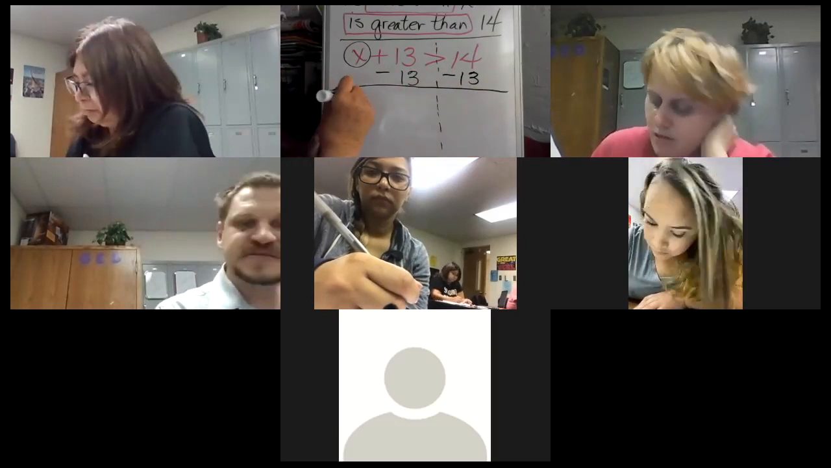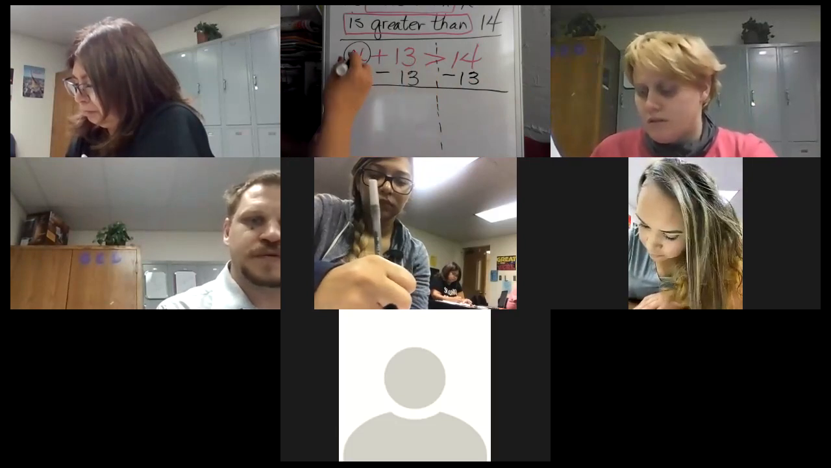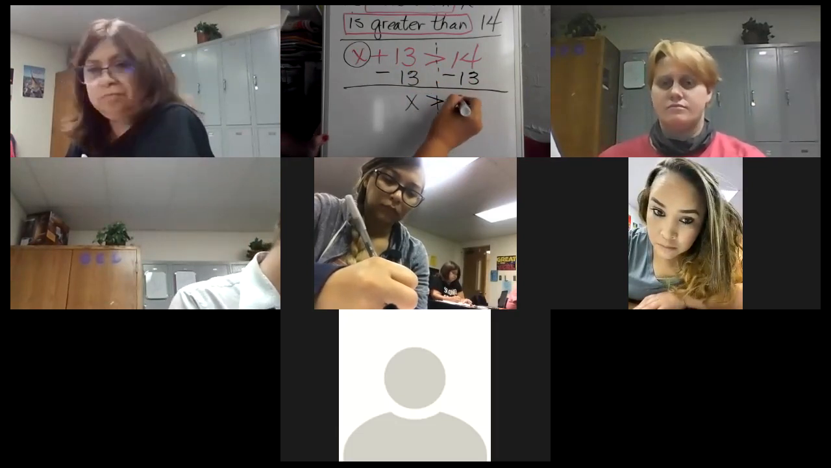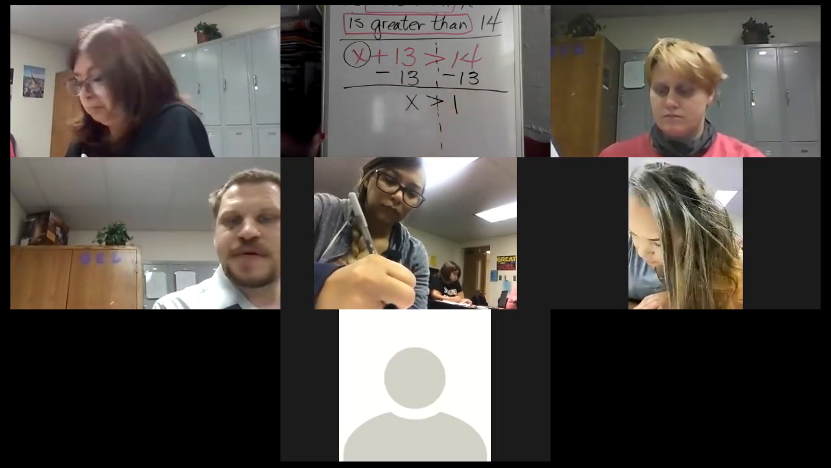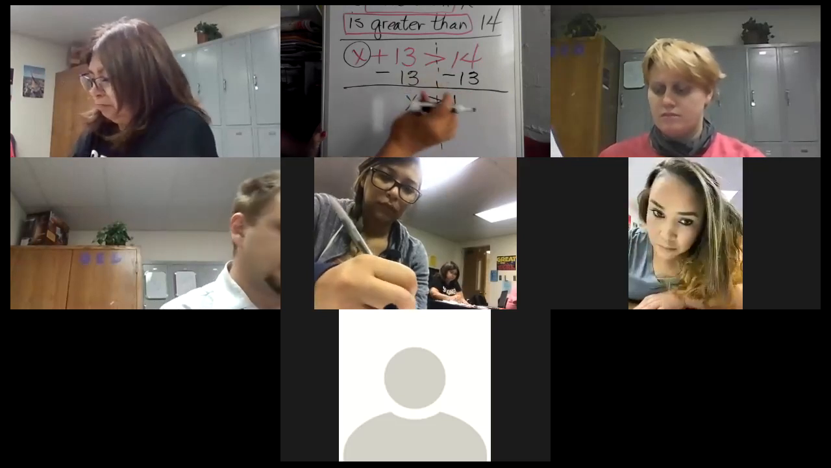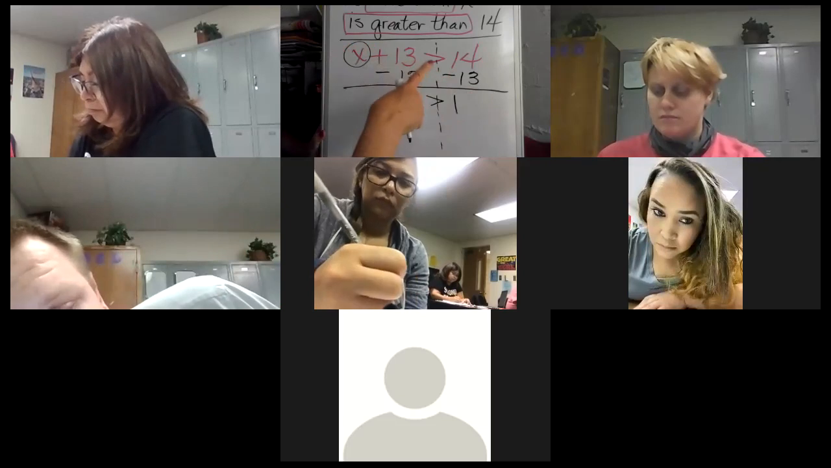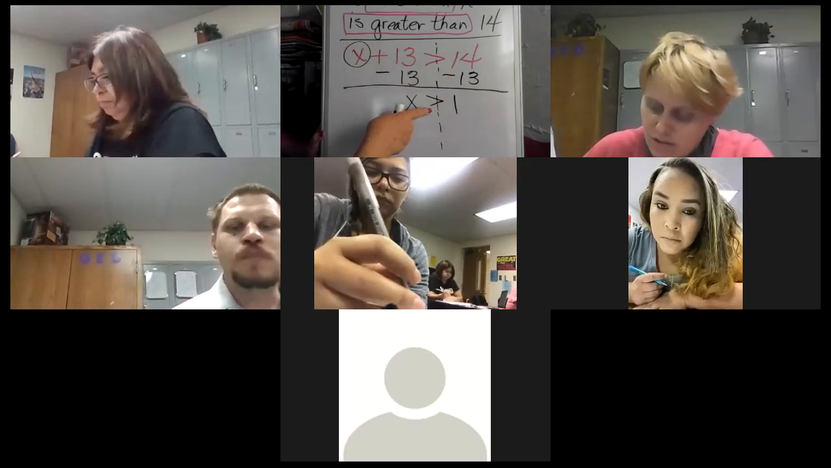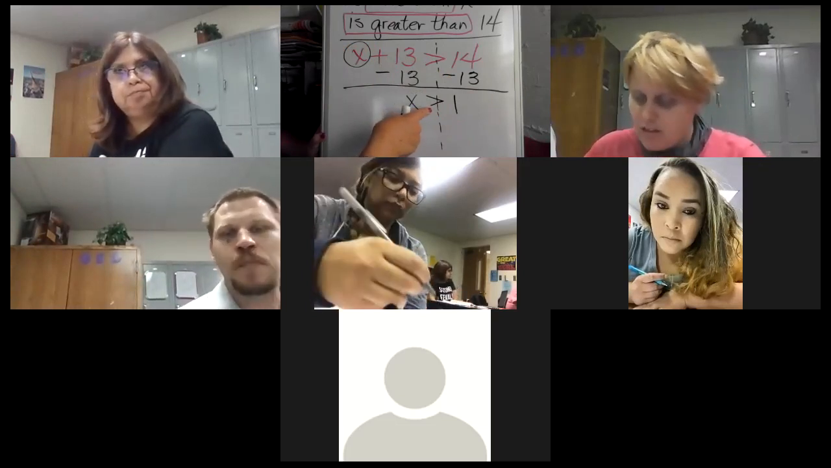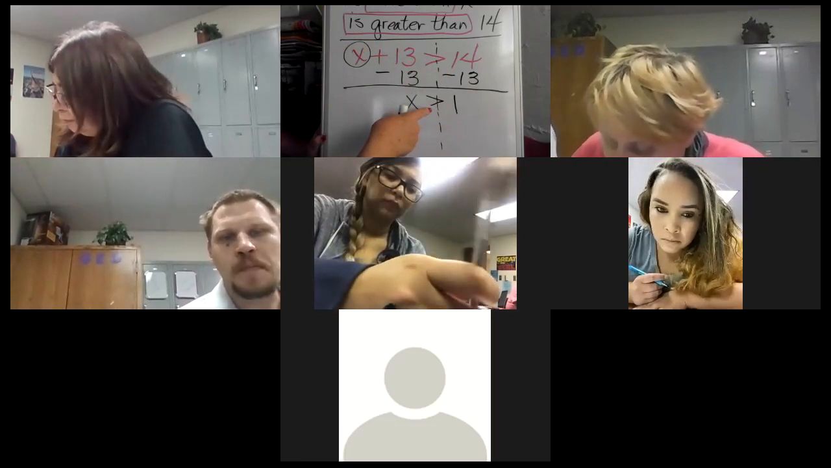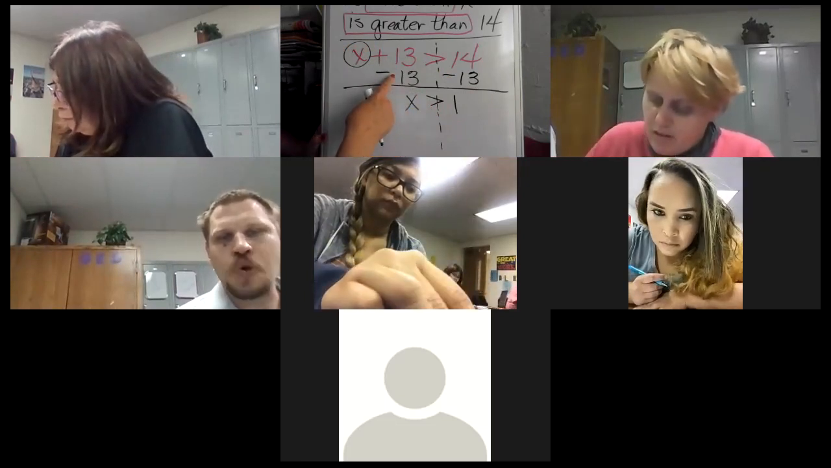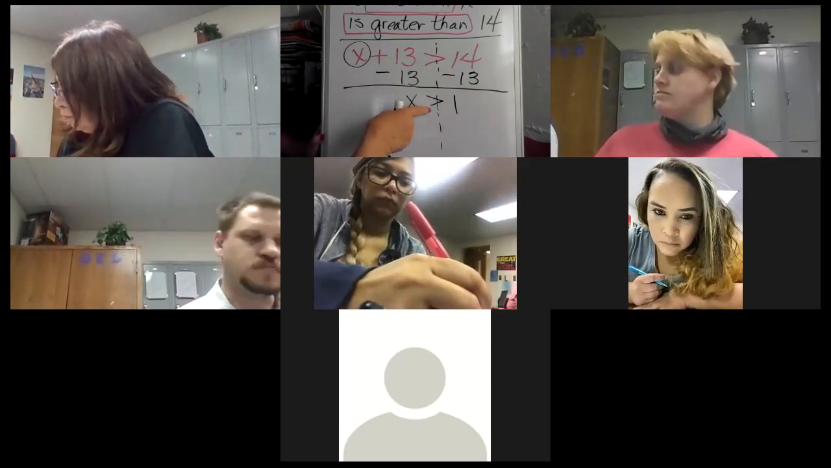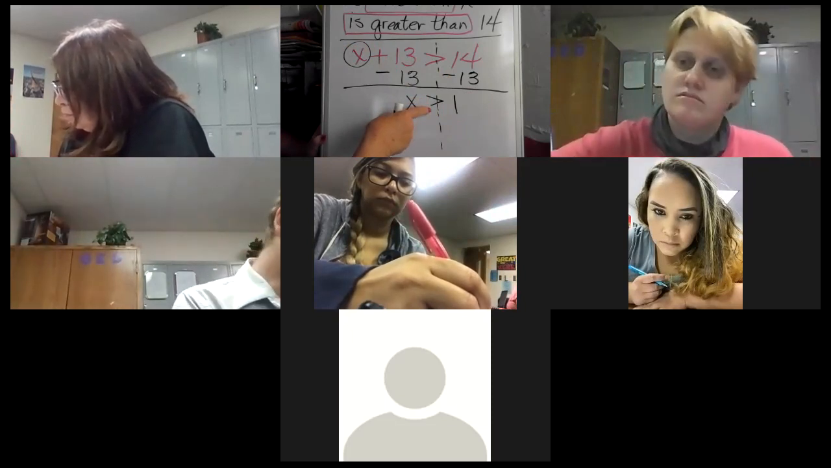And now we're going to have a new inequality because of this. So we bring down our X. We use the same sign. X is greater than 1. Now, we talked about yesterday that sometimes in our next step we switch the sign, but that is only if I divide or multiply by a negative. Yes, there's a negative here, but it's not divided and it's not multiplied. So we do not change the sign here. Is everybody okay with that?